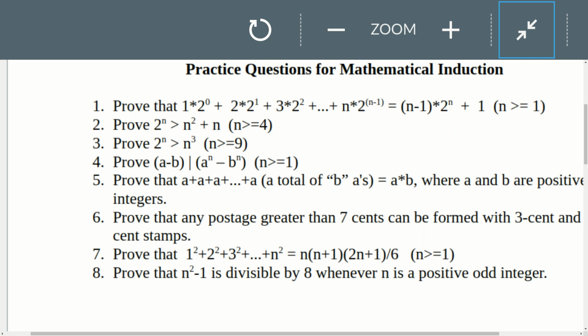Let's break into groups and let's work out some induction problems. And let's just go ahead and start with number 1. So you're doing a weighted sum of powers of 2: 1 times 2 to the 0, 2 times 2 to the 1, 3 times 2 to the 2, and so on. And you want to show that that equals (n minus 1) times 2 to the n plus 1.